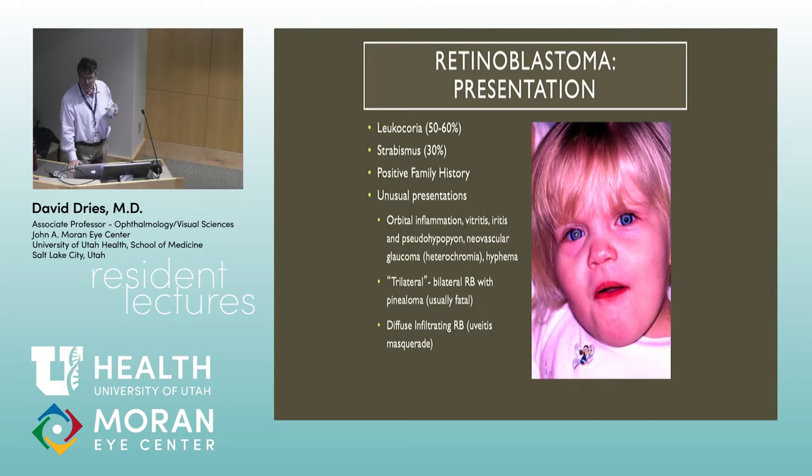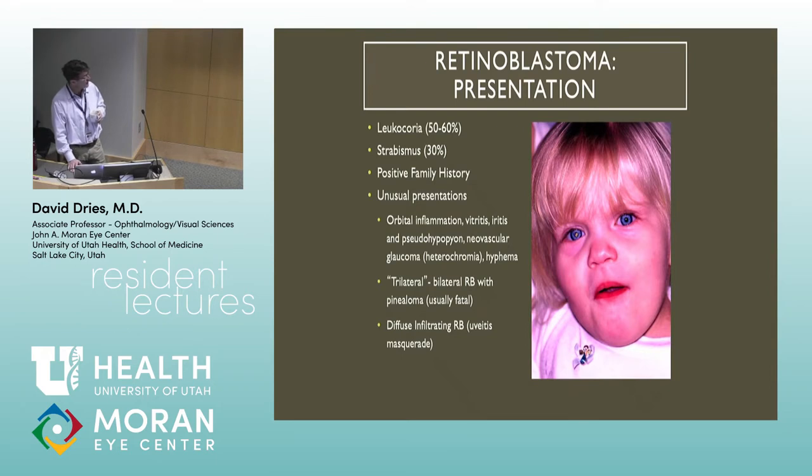But usually it's leukochoria that's seen, and usually it's the parents. Who's always right? Every lecture I say this, come on. Who's always right? Mom. Mom's always right. And so if mom sees something wrong with the pupil, mom's right. Sometimes dad's. But mom's almost always right.